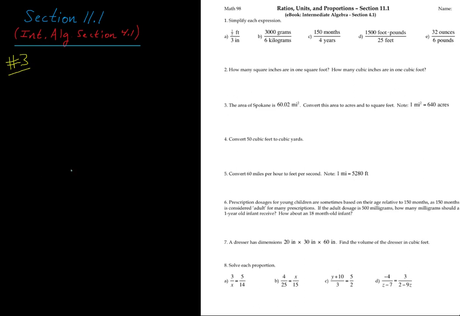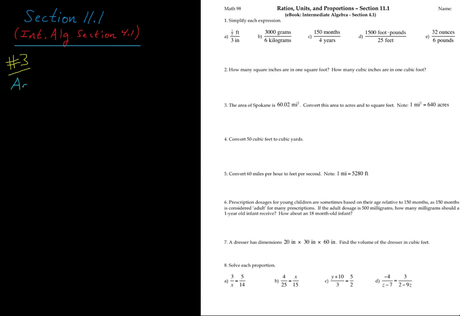Alright, in this next video in section 11.1 we're going to check out question 3 here. We're told that the area of Spokane is 60.02 miles squared, or in other words 60.02 square miles. Convert this area to acres and to square feet. And then we're given this little conversion here that 1 square mile is equal to 640 acres. Okay, so let's go ahead and do the acres first.